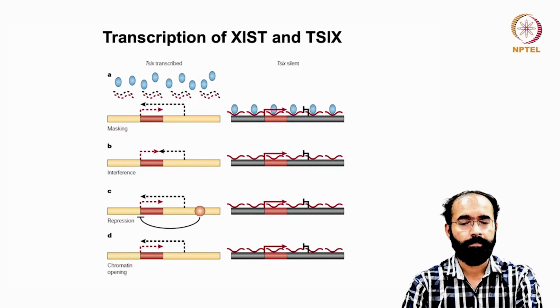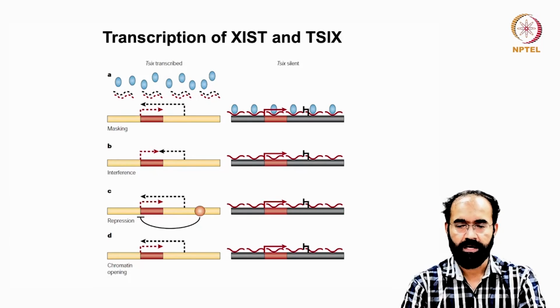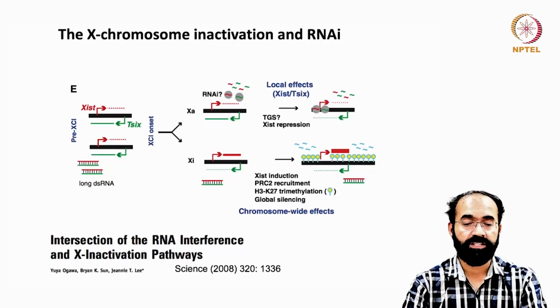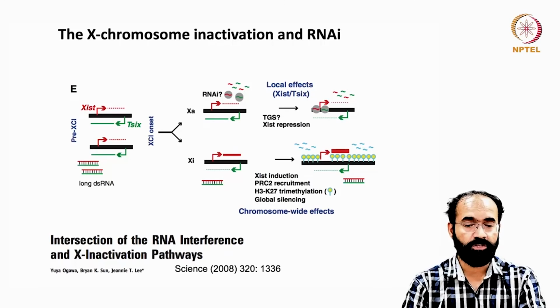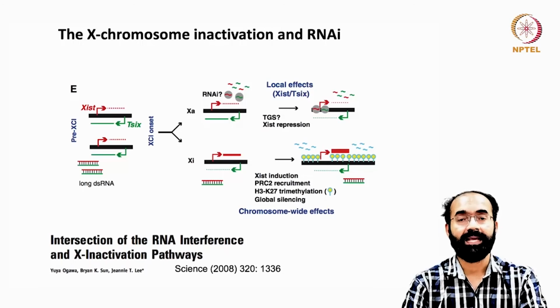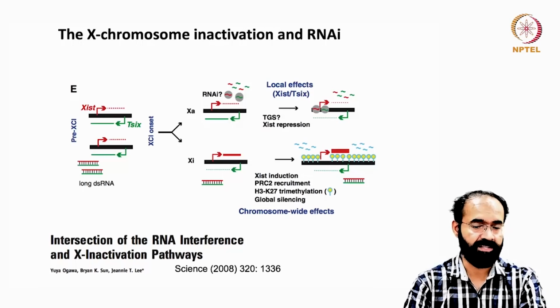So you can also see this cartoon, what has been shown here, how the mechanism is working for the inactivation purpose. So we can see how X chromosome inactivation is influenced by RNAi. X chromosome inactivation is a good example of RNA interference. So X-cyst and T6 can be taken as a typical example of RNAi itself.